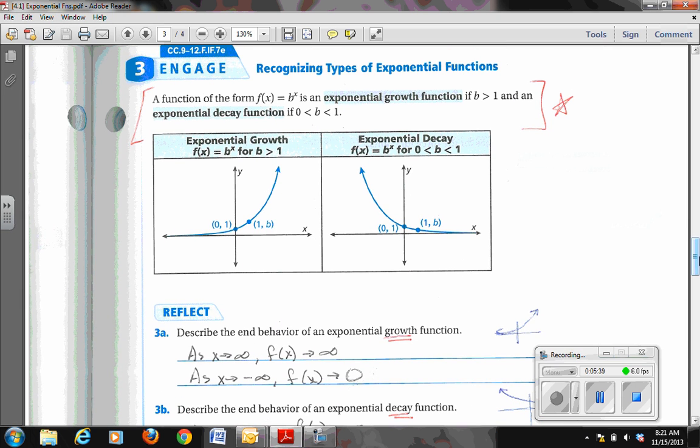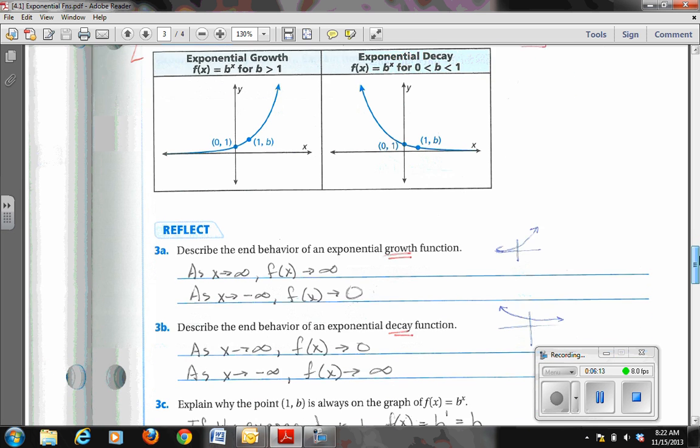Third example, it says recognizing types of exponential functions. So whether this b value is a number between 0 and 1 or a number bigger than 1, the b value is going to make a difference whether the graph goes up to the right or whether it goes down to the height of 0 to the right. Okay, which one of these pictures you have. So if it's going to go up to the right when b is a bigger number than 1, we call that exponential growth. And then when b is between 0 and 1, it's going to be dropping down, flattening out at a height of 0. And we call that exponential decay, meaning getting smaller as x gets bigger.